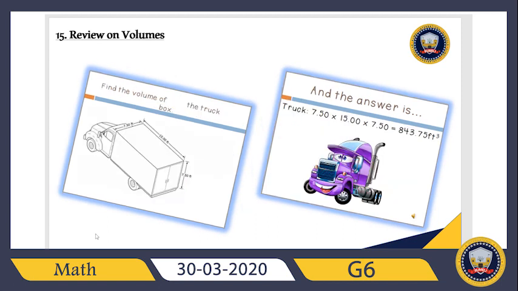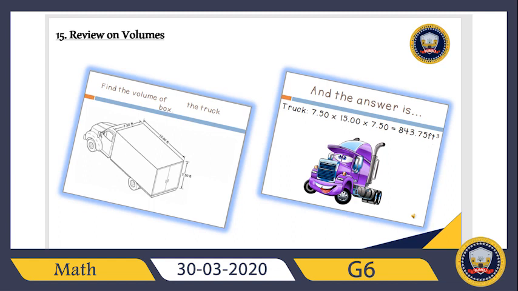Let's finish with this example. This is a truck, and I want to find the volume of the truck here from behind. So what is its volume? The length is 15 feet here, the width is 7.5 feet, and the height is 7.5 feet. So the volume will be 7.5 times 15 times 7.5, which gives me 843.75 feet cubed.